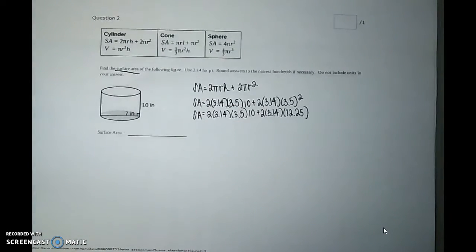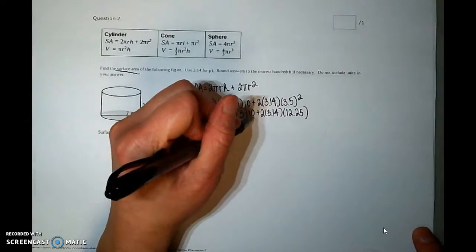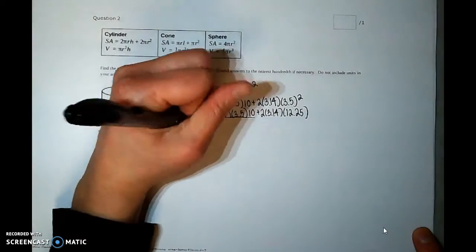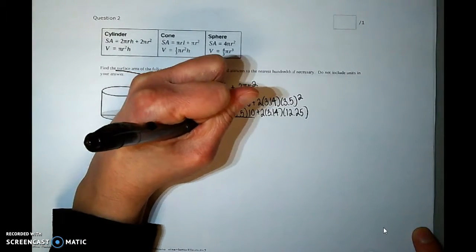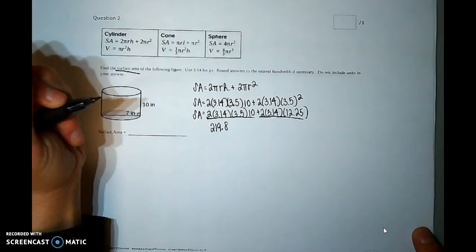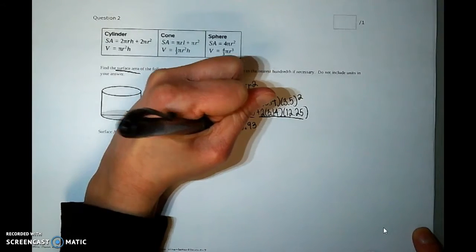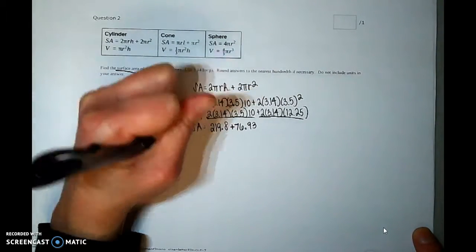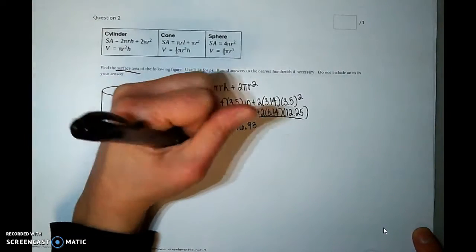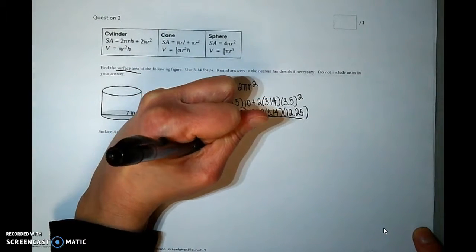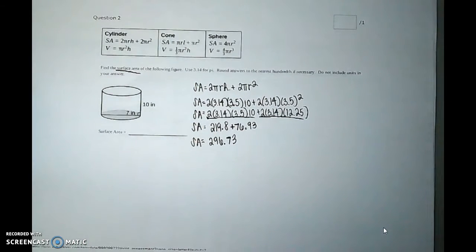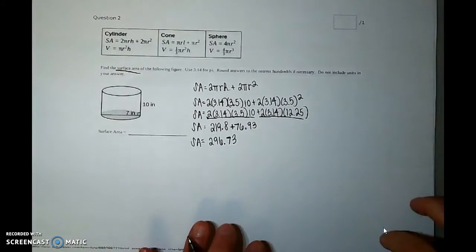Now from here I have both multiplication and addition. So first step, I'm going to do my multiplication. I'm going to multiply the first set of numbers together, and that's going to give me 219.8. Then I'm going to multiply my second set of numbers together. That gives me 76.93. But I still have addition, so my last step is that I add my two numbers together, and that will give me 296.73. And again, I don't have to round because it's already to the nearest hundredth. So I get 296.73 inches squared.